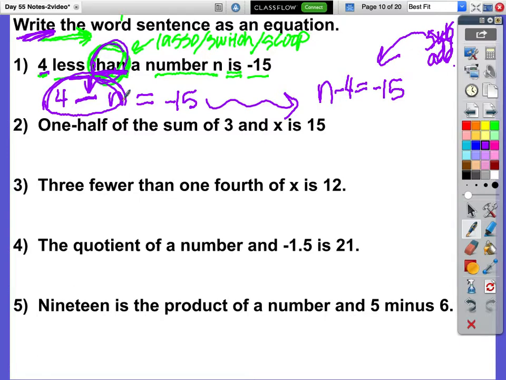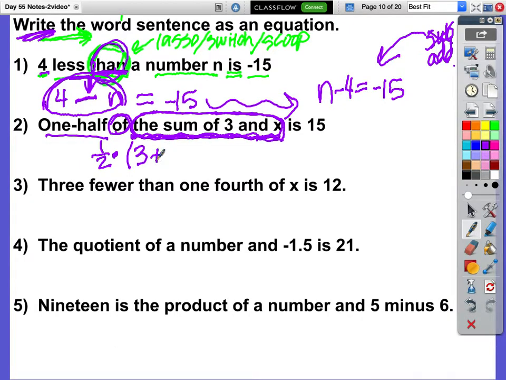Number 2, 1/2 of the sum of 3 and x is 15. Okay, so 1/2 is just 1 over 2. Of means times, and we're multiplying 1/2 times this whole thing, the sum of 3 and x. If you're summing something, that means you've got two parts involved, a 3 and an x that you're about to sum. So that means we're putting those in parentheses. 3 sum x is means equals, and then 15.